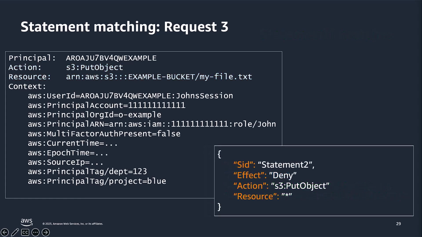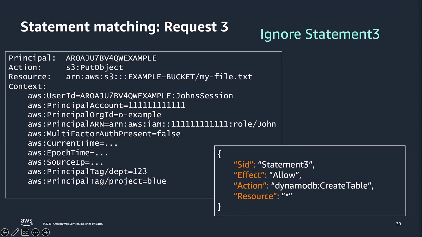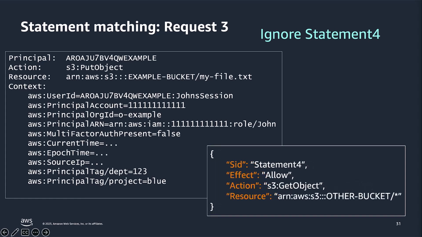Let's look at statement 2. The resource matches. The action in statement 2 matches this time. We look at the effect. We see that the effect is deny. So statement 2 matches with an effect of deny. Now, once we find a matching deny statement, we can actually ignore any other statement. But similarly, once we find a matching allow statement, we can ignore allows as well. So we'll ignore statement 3. We can ignore statement 4.